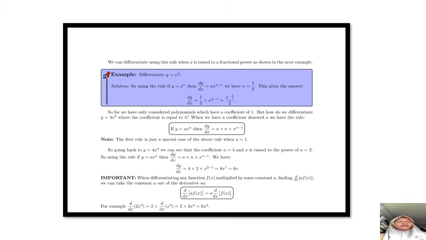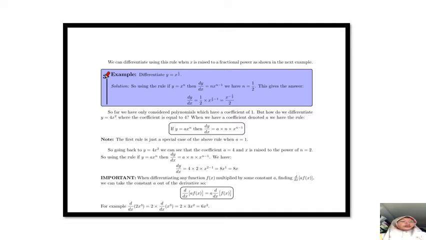Okay, next, we can differentiate using this rule when x is raised to a fractional power, as shown in the next example. Differentiate y equal to x power of 1 over 2. Using the rule, if y equal to x power of n, then dy over dx equal to n times x power of n minus 1. We have n as 1 over 2. This gives dy over dx equal to 1 over 2 times x power of 1 over 2 minus 1. So we will get x power of negative 1 over 2, over 2.